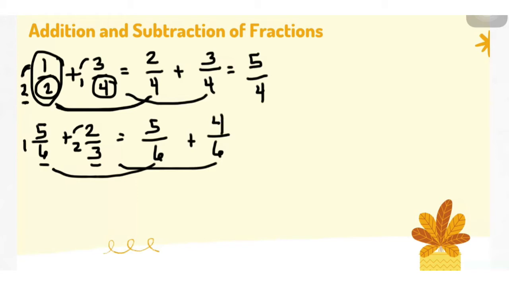Dahil parehas na sila, pwede na tayong mag-add. 5 plus 4 will give you 9. Then, kopyahin na lang natin itong common denominator, which is 6. Kung mapapansin nyo, si 9 over 6, pwede pa siyang isimplify. So, pwede tayong mag-divide dito ng 3.